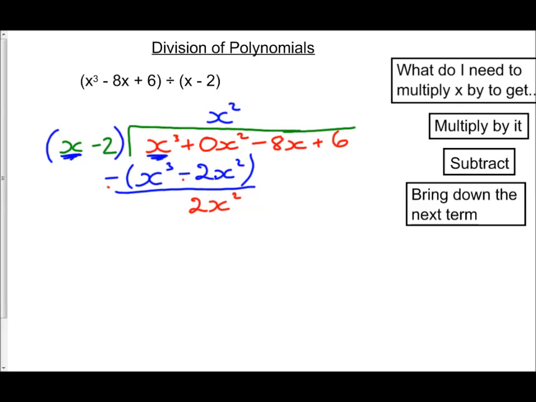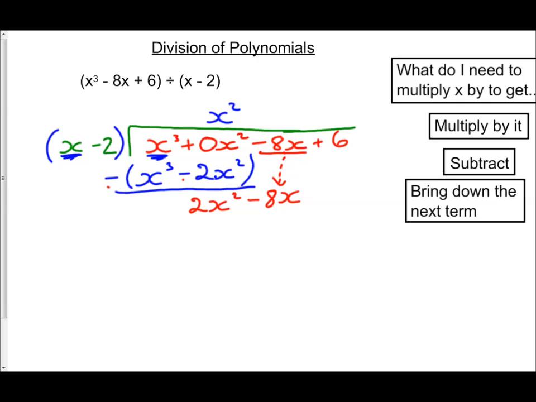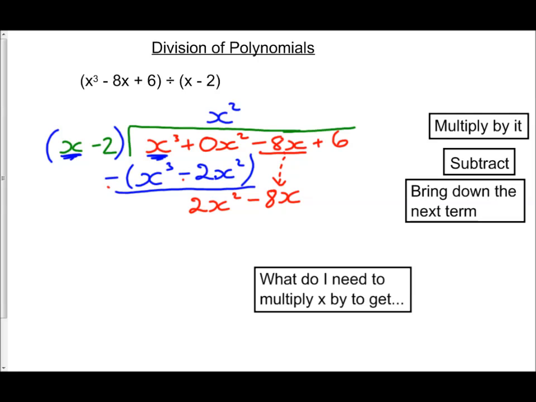The final step is to go back to my original division and I'm going to bring down whatever is next. So here I've got minus 8x, I'm going to bring it down and I'm going to write minus 8x. And then all I need to do now is just keep repeating those steps. So I ask my first question, what do I need to multiply x by to get? Well, in this case, the thing I'm aiming for is to get 2x squared. So what do I need to multiply x by to get 2x squared? Well, in this case, it's going to be plus 2x.